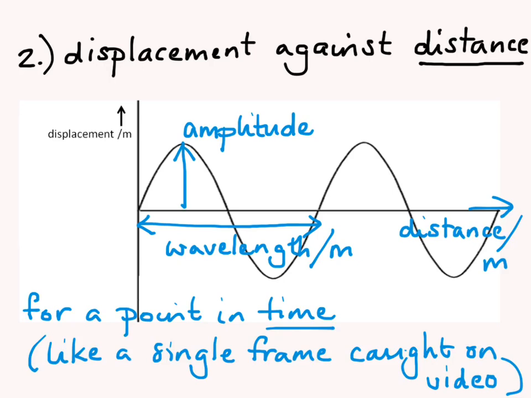And that's it. So you just need to be careful to look at what is actually plotted on this axis, because you'll notice both of these representations of waves look exactly the same. They're the same shape. They've both got displacement on the y-axis. So it's just what is written here that you have to be a bit careful with. Make sure you know which you're looking at.